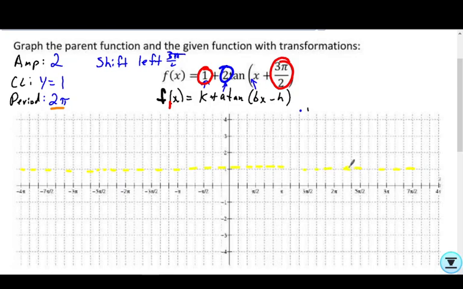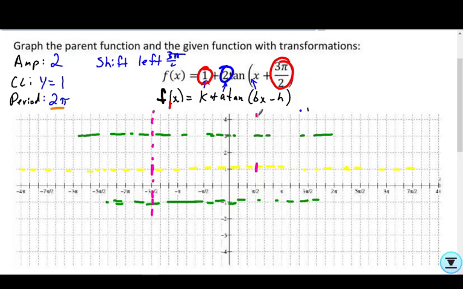Center line's still at 1, amplitude's 2, so there's my amplitude up 2, there's my amplitude down 2, then my beginning, which is starting at 3 pi over 2 and ending at pi over 2. So it begins here, ends there. Okay? Then I'm going to graph sine's major points. So sine starts at a 0, ends on a 0, middle is 0, in the middle it's at its maximum, in the middle of here it's at its minimum.